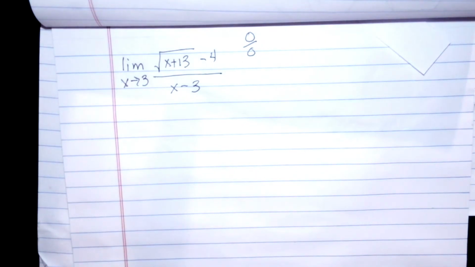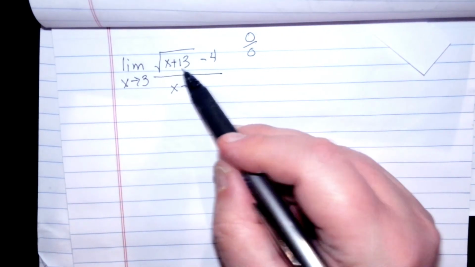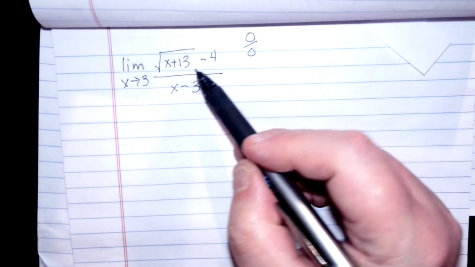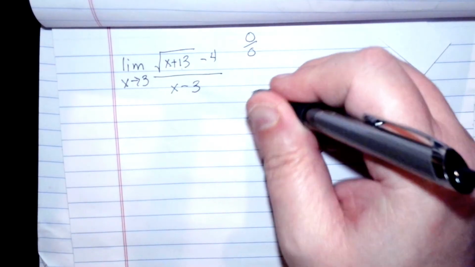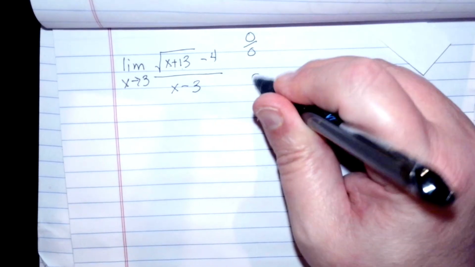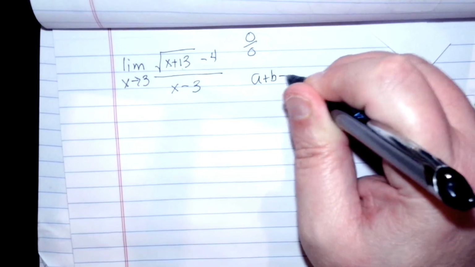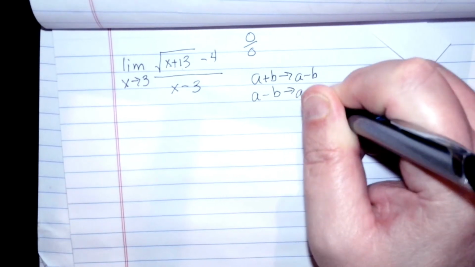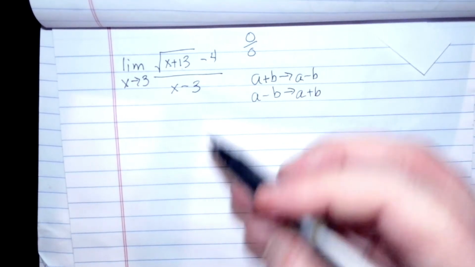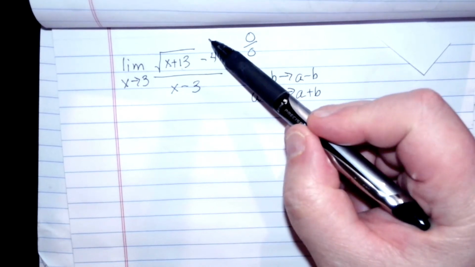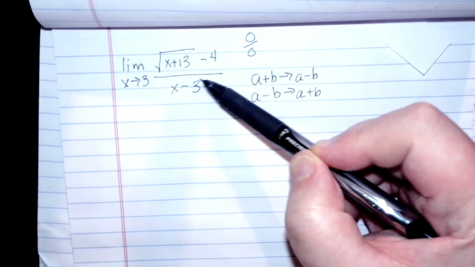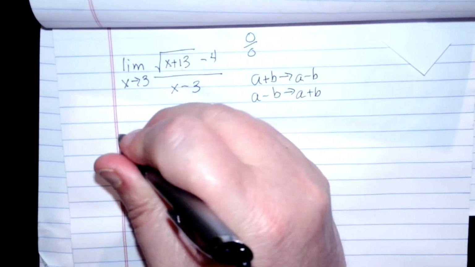Alright, so in the case where you have a square root plus or minus a term, what you can do is use what's called the conjugate of this expression. And by the conjugate, let's see, if you've got a plus b, the conjugate would be a minus b, and if you have a minus b, the conjugate would be a plus b. So what we need to do is multiply the numerator of this fraction by the conjugate of the numerator, and then multiply the denominator by the same expression.